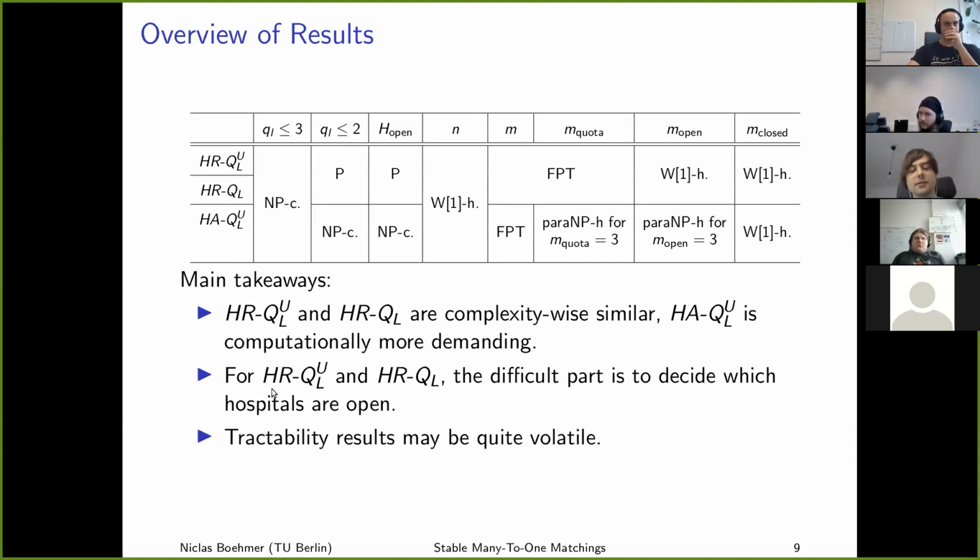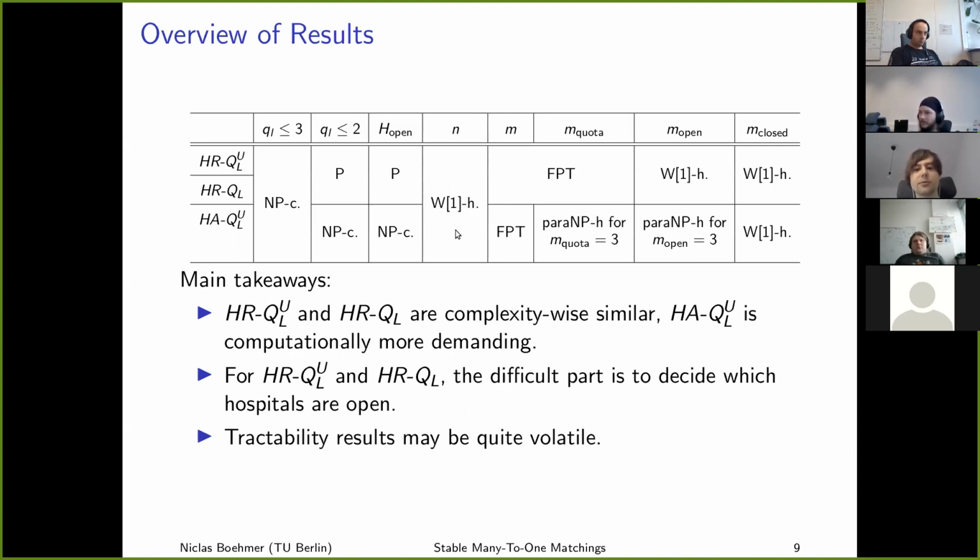And lastly, this is not such a surprising, and I would say a rather standard observation, that our tractability results are quite volatile. We have this NP-completeness result for lower quota 3, but polynomial-time solvability for lower quota 2. Or for example, here we have an FPT algorithm for just the number of hospitals, but para-NP hardness for the number of hospitals with non-unit lower quota. So if you have some tractability result, then in this context, it doesn't necessarily extend to any broader problem or a smaller parameter.